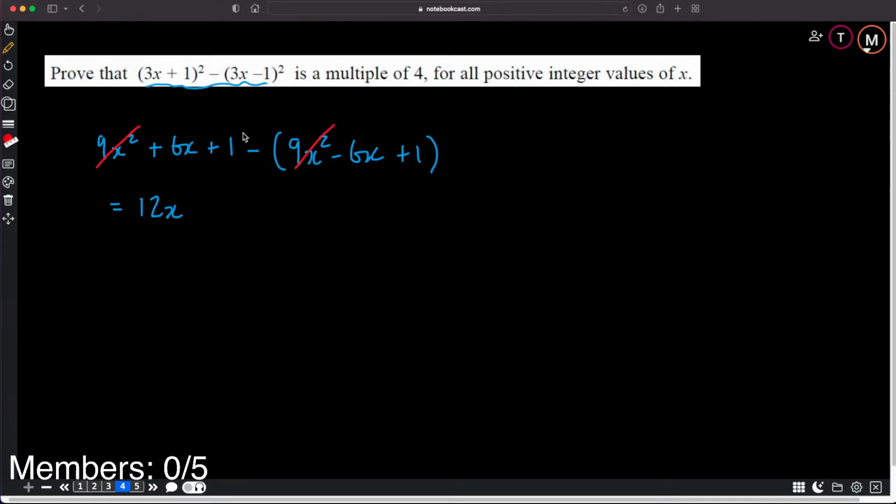1 subtract 1, they are going to cancel as well. And so we're left with 12x, which is thankfully a multiple of 4. So if you really want to rub it in, you can write this as 4 times 3x, which is clearly a multiple of 4. Not going to lie, I don't even think that's rubbing it in. I think that literally is required.